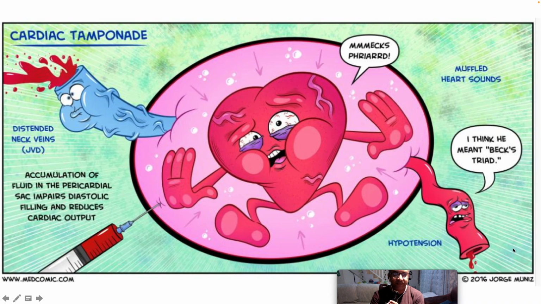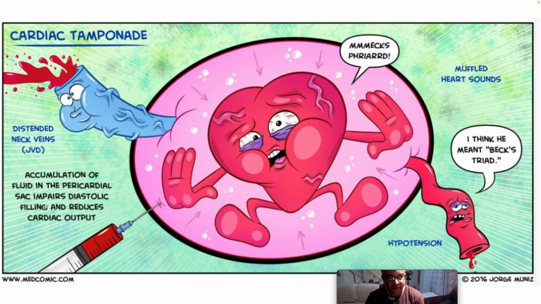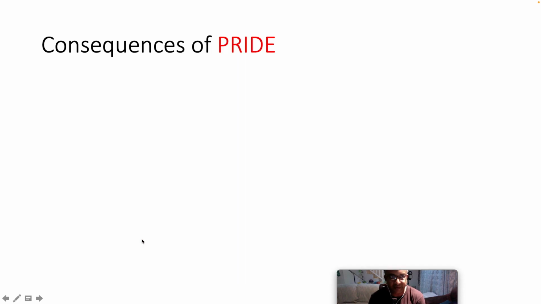Cardiac tamponade, here essentially there's accumulation of fluid in the pericardial sac that is going to impair diastolic filling and reduce cardiac output. We get Beck's triad. Here it's muffled heart sounds, hypotension, distended neck veins. All right, you want to do pericardiocentesis.